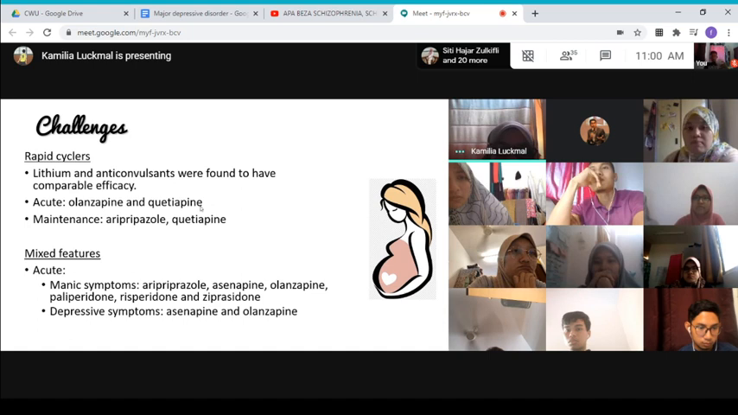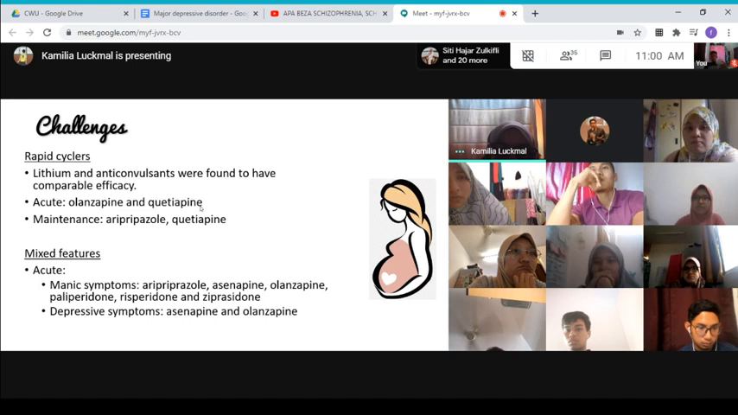For non-pharmacological, we have electroconvulsive therapy, which can be considered in patients with severe symptoms of mania, high suicidal risk, catatonia, intolerance, or no response to medication. So the psychosocial interventions, there are 5, which are CBT, interpersonal and social rhythm therapy, group psychoeducation, family-oriented intervention, and early warning signal.